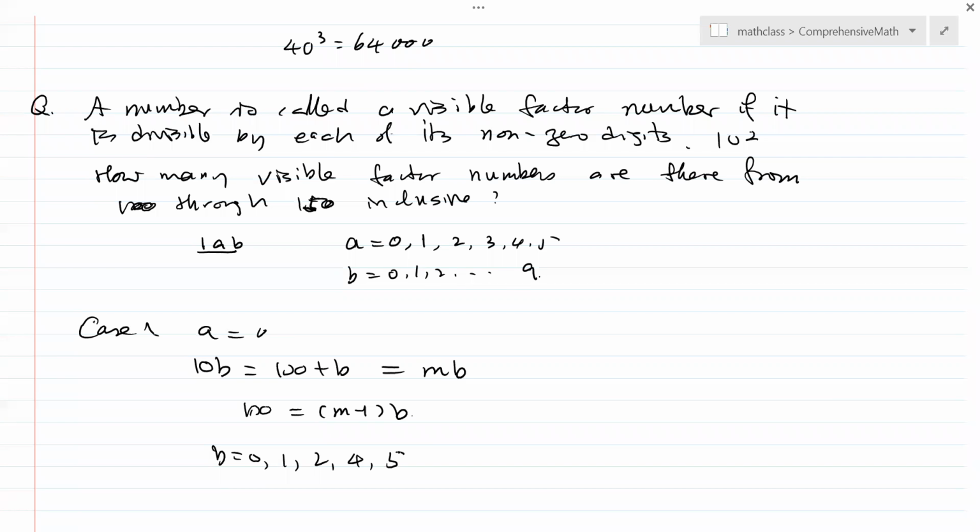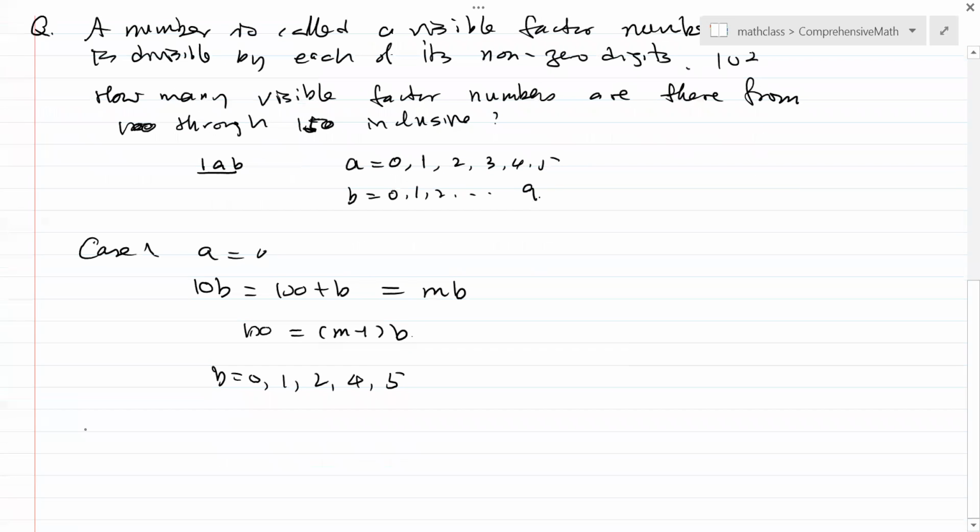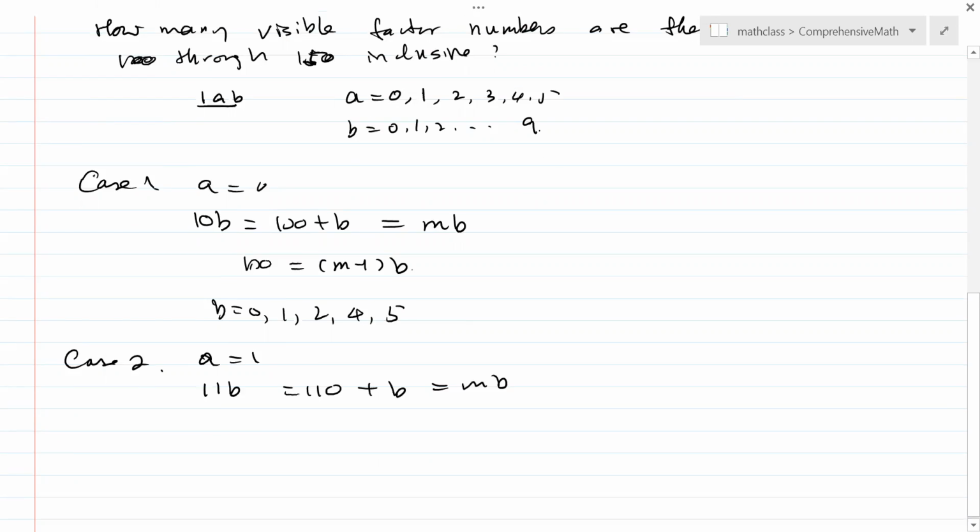It's possible, okay? So A could be 1, 2, 3. It's a few cases. So how many cases do you have here? You have probably 5 cases. Case 2, A equals 1. So 11B, that's 110 plus B. That's going to be also nB.